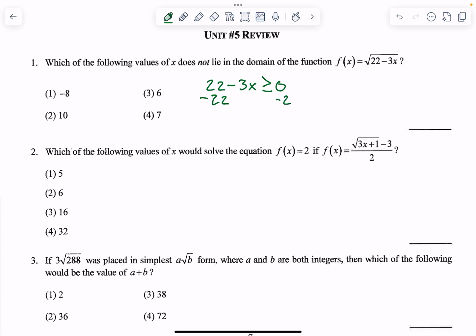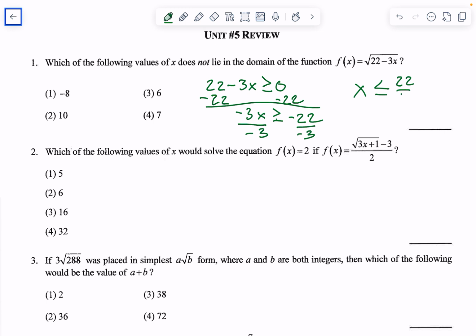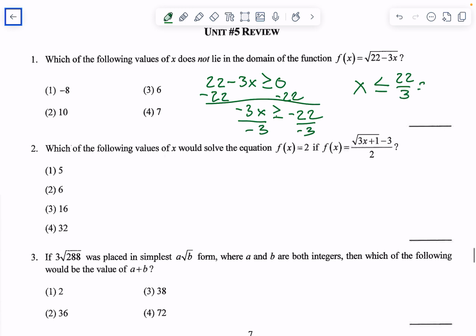Minus 22, we get negative 3x is greater than or equal to negative 22. If we divide by negative 3, we have to switch the inequality sign. That is 22 over 3, which is 7 1/3. So x has to be less than or equal to 7 1/3. So I want to know which one's not in the domain.